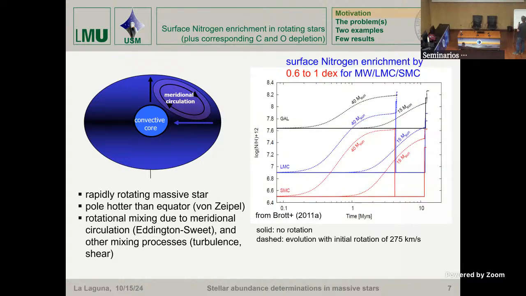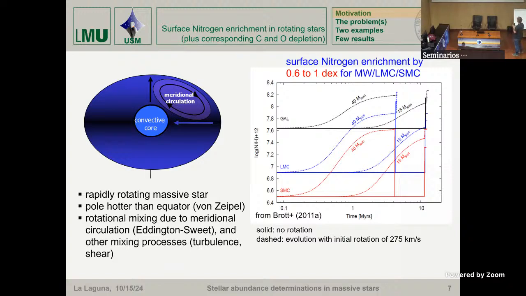And this is now the surface nitrogen enrichment for SMC, LMC, and galactic stars. And you see that at least for quite massive stars with initial masses of 40, already in the first million years in their evolution, a lot of nitrogen is brought to the surface. When the stars are not so heavy, beginning here, for instance, with 15 solar masses, then this enrichment occurs only in the first 3 or 4 million years.